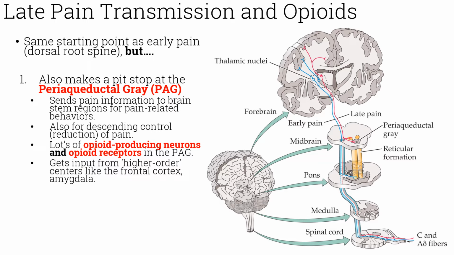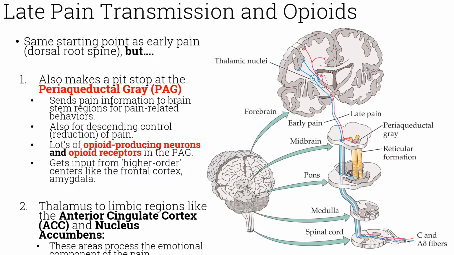And remember, the density of opioid receptors and opioid-producing neurons is highest in the periaqueductal gray matter. So the periaqueductal gray sends information back to the brainstem for descending control and reduction of pain through those opioid-producing neurons. The activity at the periaqueductal gray is further modulated from higher order inputs like the frontal cortex and the amygdala. And there are thalamic projections to limbic regions like the anterior cingulate and nucleus accumbens that are mediating the emotional component of pain, the emotional response.